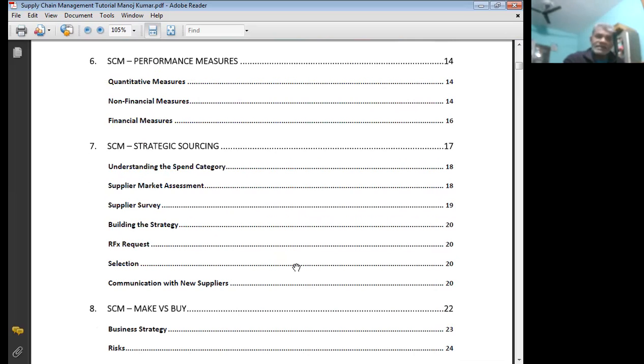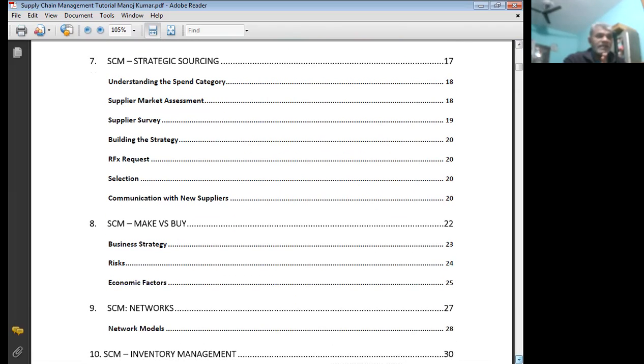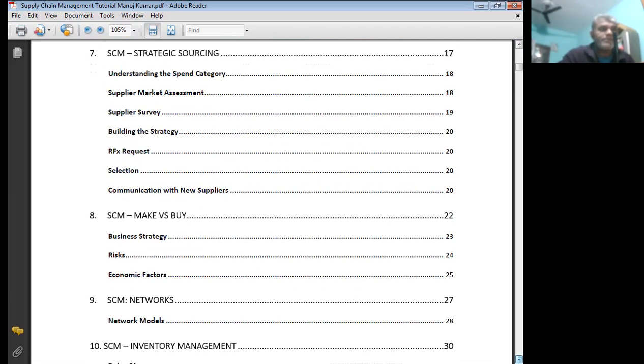Strategic sourcing: supplier survey must be done. Building the strategy must be done. Selection must be done. Communication with the new suppliers must be done. What is the supply chain management make or buy decision? Business strategy, risk, and economic factors are to be taken into account. This is the make versus buy decision.